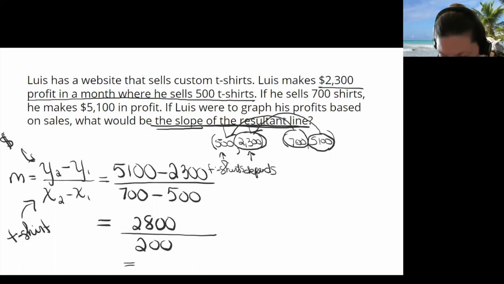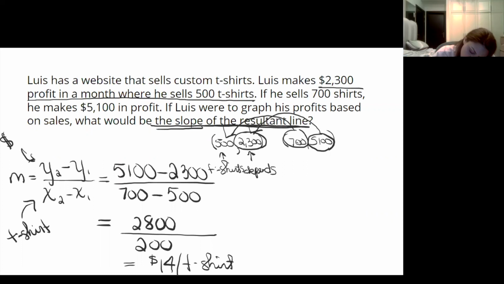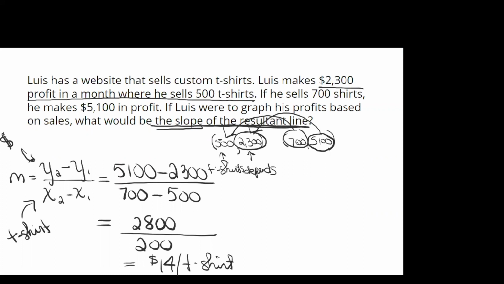Yeah, 2,800 divided by 200 gives me 14. And I love the way Stephen interpreted it. He's making $14 per t-shirt. Every time that dude sells another t-shirt, that's another 14 bucks of profit in his pocket. He taught me this because I saw one of the slope videos, so that's how I remember.